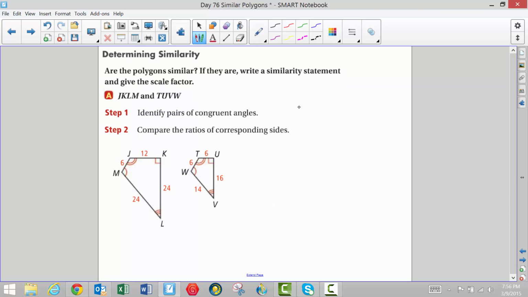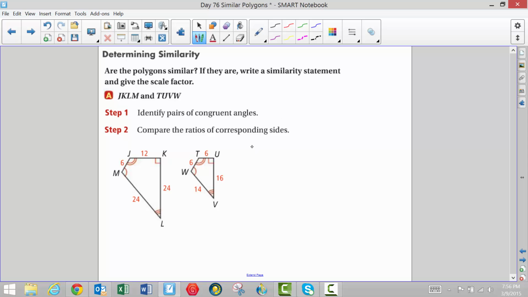So let's actually see if we can tell if two shapes are similar if I don't give you the similar statement. So I gave you two quadrilaterals. I want to know if these are indeed similar. Well, my steps are to identify pairs of congruent angles. So in order to determine if two polygons are similar, the first thing I would do is determine, are all my angles corresponding congruent? Well, let's look.